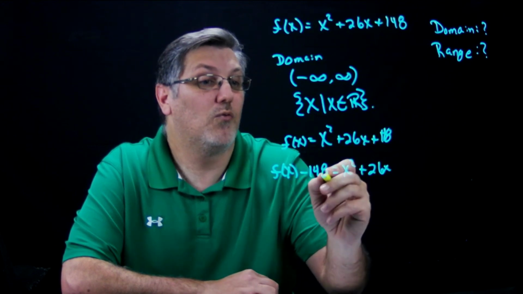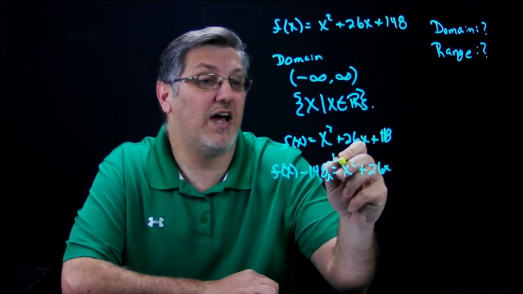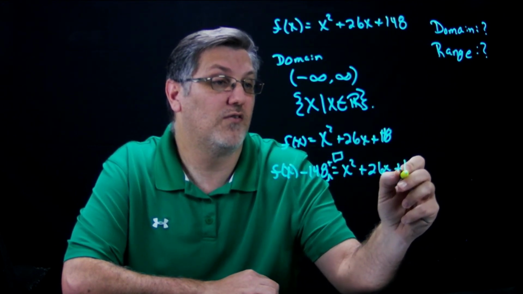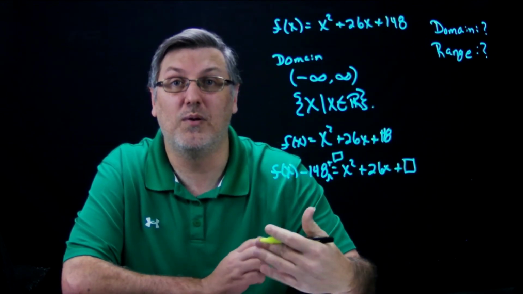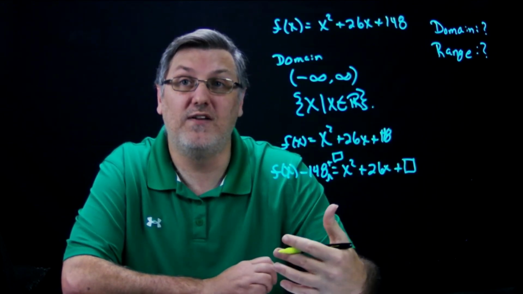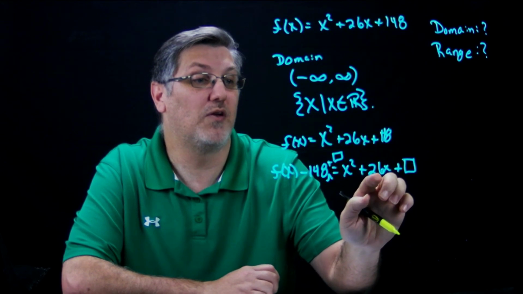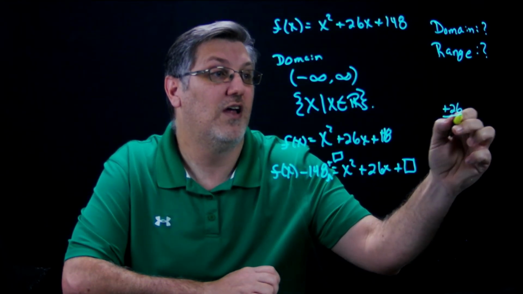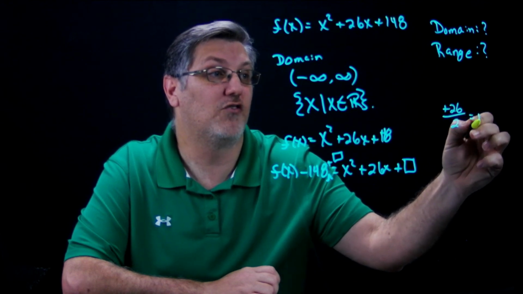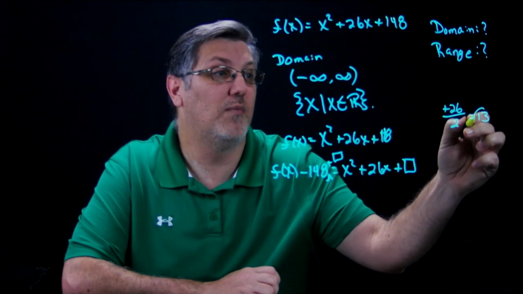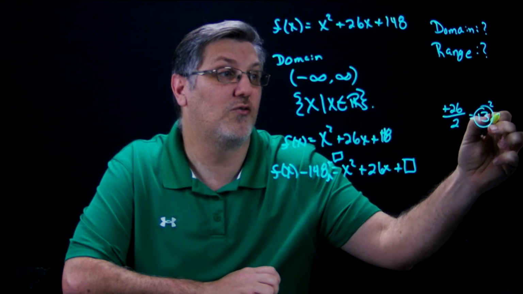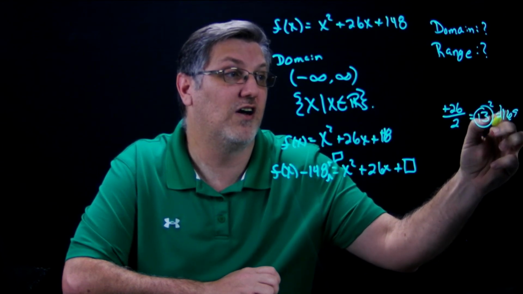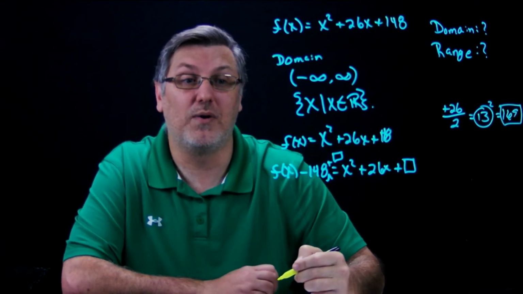Now, in here, we are going to have to add some number that we've put in these boxes, if you remember this from class. And the way we find this is we're going to take my middle number, a positive 26, and divide it by 2, and that gives me 13. I want to remember this number, and I want to square it, and this gives me 169. And that's the number that goes in the box.